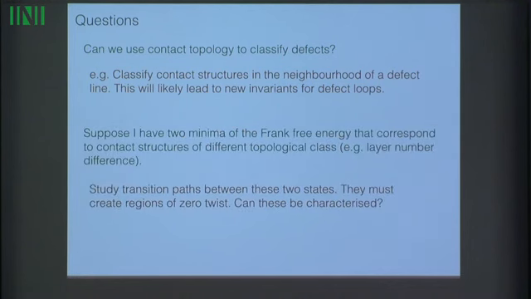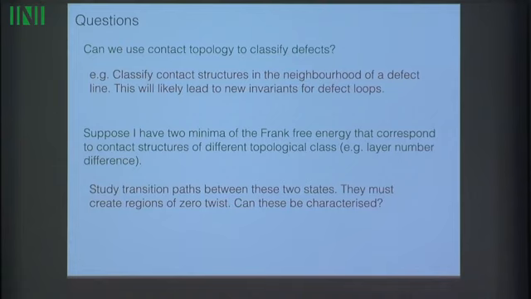And another interesting question, and I think this is also interesting mathematically, is suppose I have two minima of the Frank free energy for a Cholesteric that correspond to contact structures of different class, e.g. 1 and 3 twists. I can study the transition path between these two states, because there is a path of directed fields between them. It just has to go through a state of zero twist.